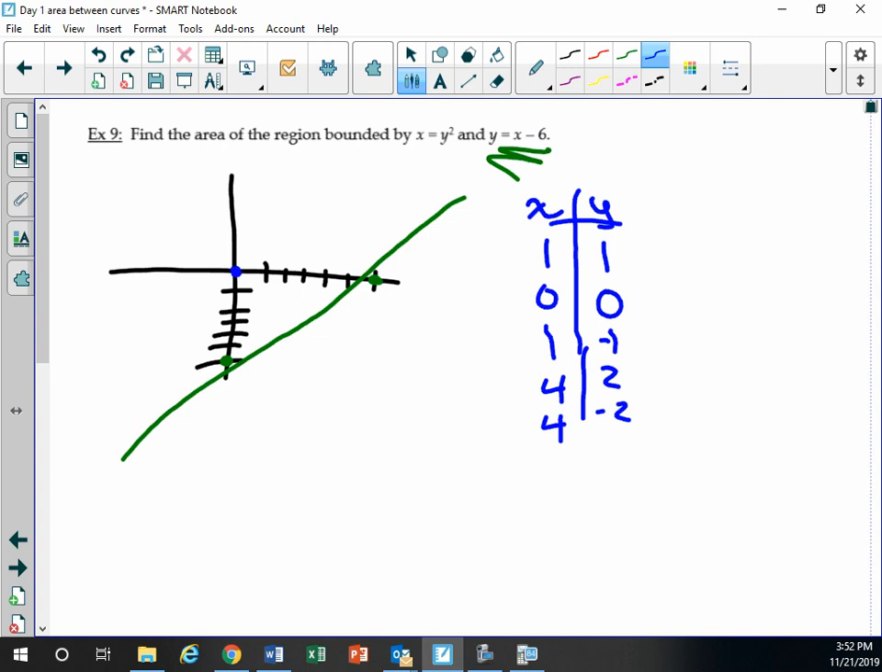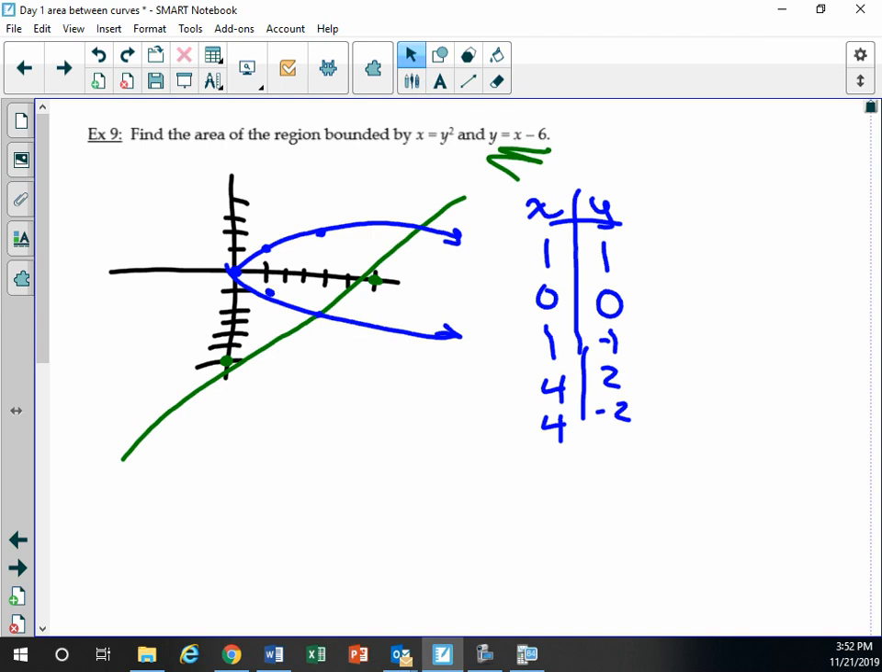So 0, 0, 1, 1, 1, negative 1, 4, 2, 4, negative 2. So I need to figure out where they intersect. I can easily set this equal to x equals, so I can easily make this y plus 6 equals x.